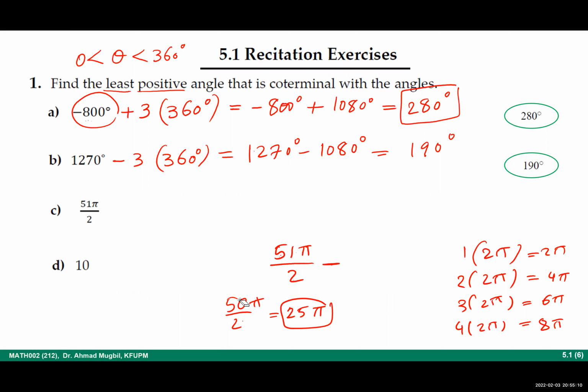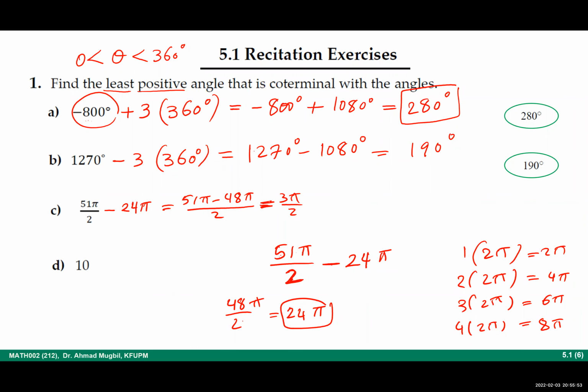So you will go to the next one, which is not 50. The smaller one after that is 48. So 48 over 2 will be 24. This is why we are dividing by 2. This means that you need to multiply by 24 pi. Why? Because when you multiply 2 by 24, you will get 48. So here we are. This will be equal to 51 pi over 2. I'm talking about the coterminal. We subtract 24 pi from this to find the coterminal, which will be 51 pi minus 48 pi over 2. This is 3 pi over 2.